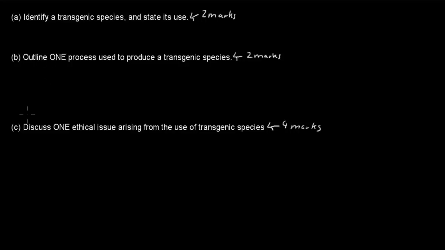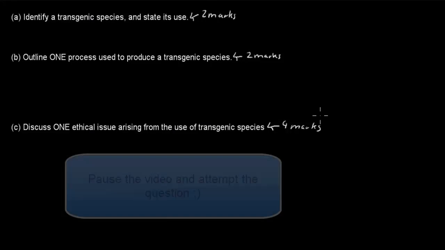The question has 3 parts. A is identify a transgenic species and state its use, and that's worth 2 marks. B is outline one process used to produce a transgenic species, that's worth 2 marks. And C is discuss one ethical issue arising from the use of transgenic species, and that's worth 4 marks. So when you're ready, press pause and attempt the question.